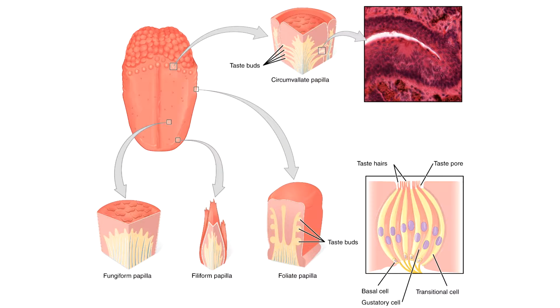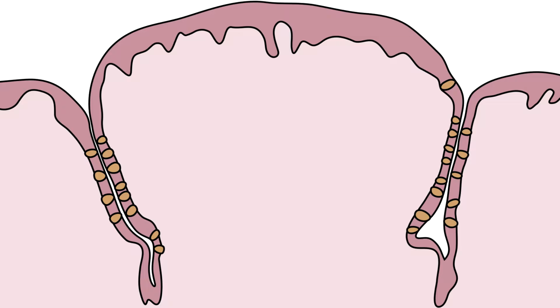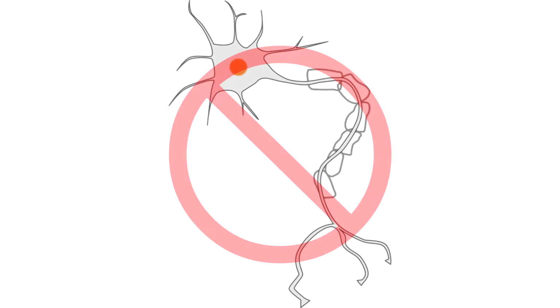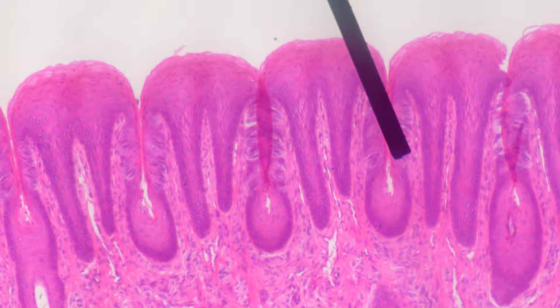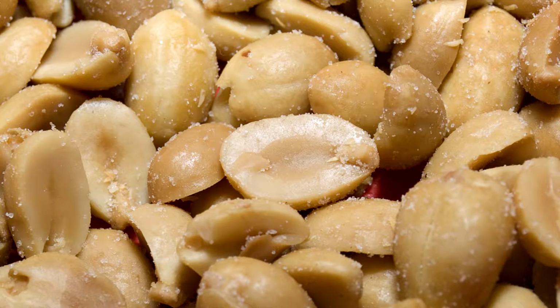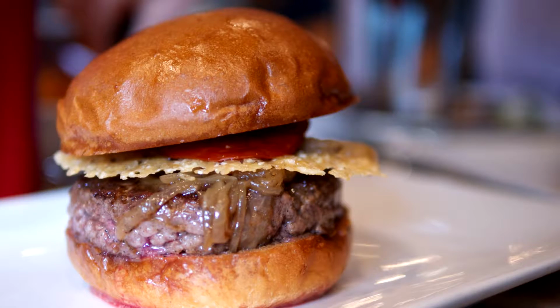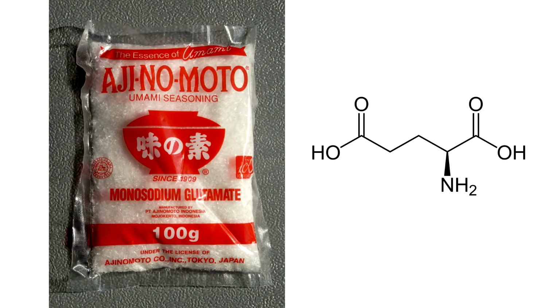The gustatory system. Humans have about 4,000 taste buds, with between 30 and 100 taste receptor cells on each bud, and these cells have a lifespan of about 2 weeks. However, these are not neurons. The 5 basic tastes these receptors can register are sour, bitter, salty, sweet, and umami, also known as MSG.